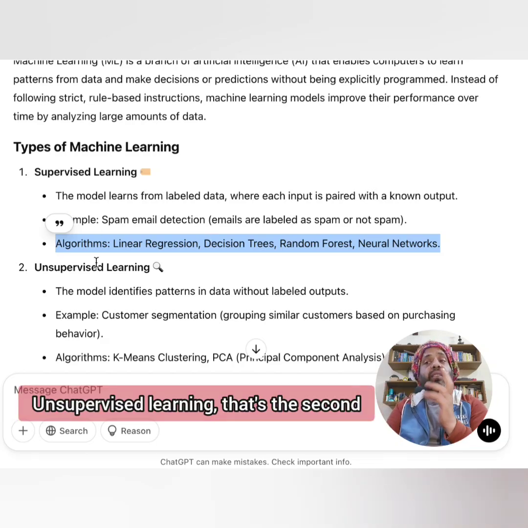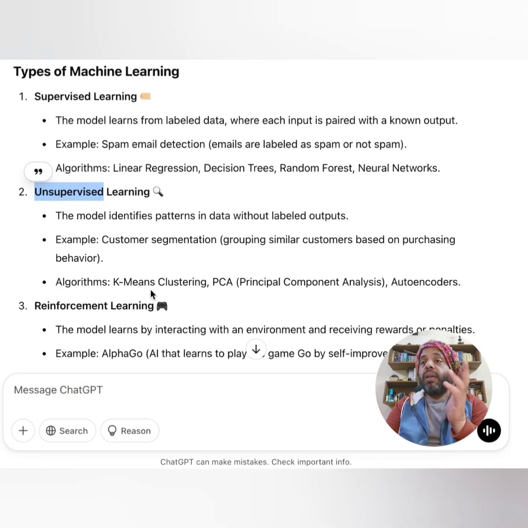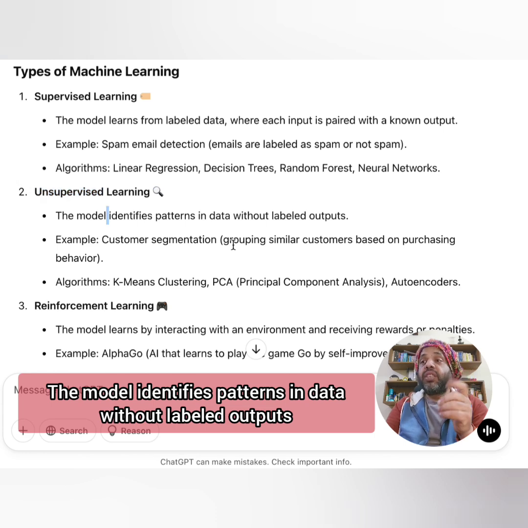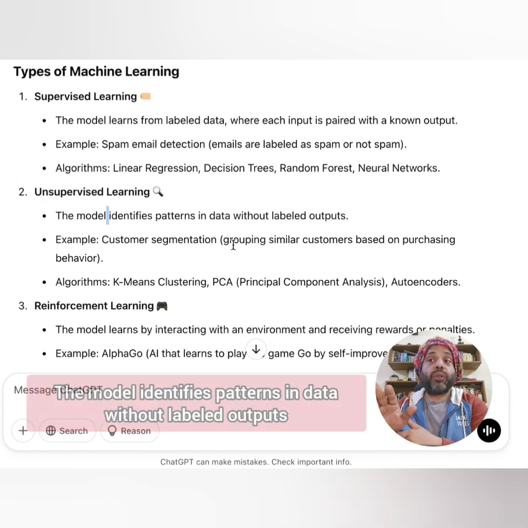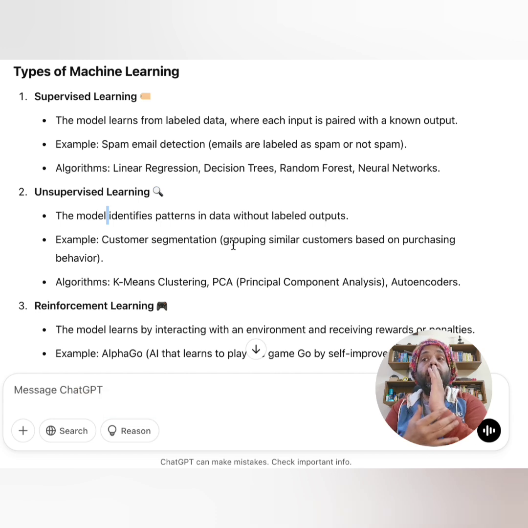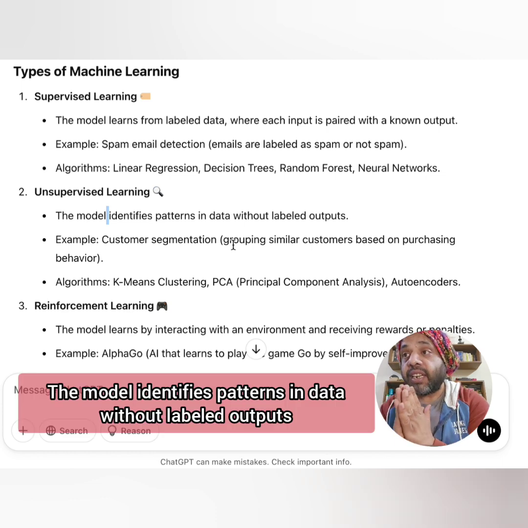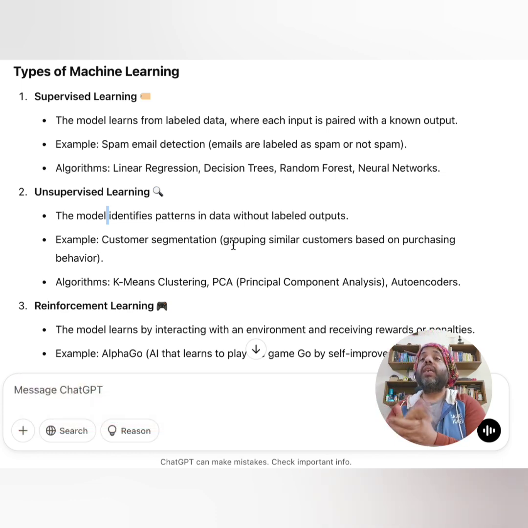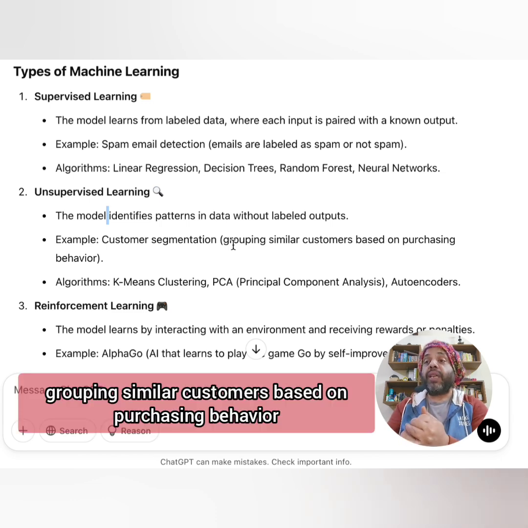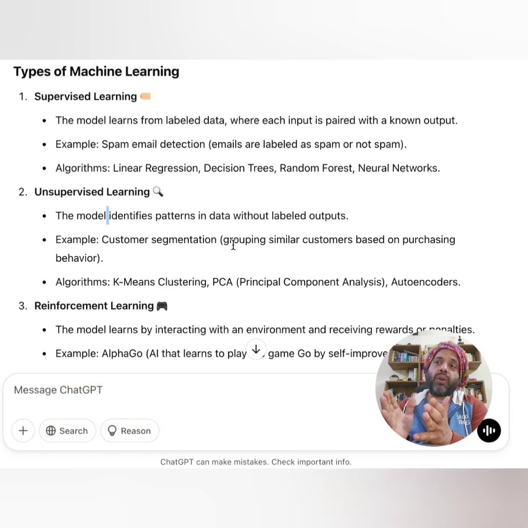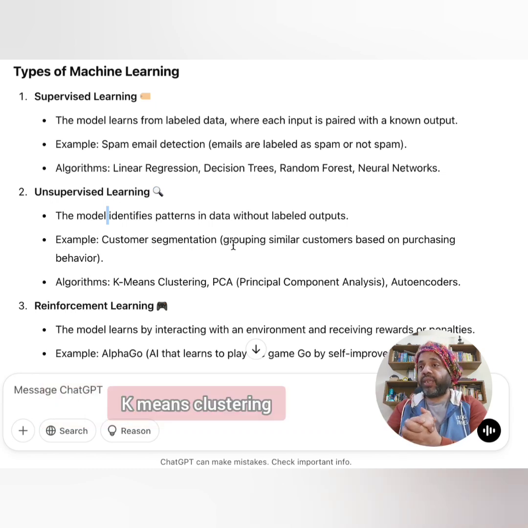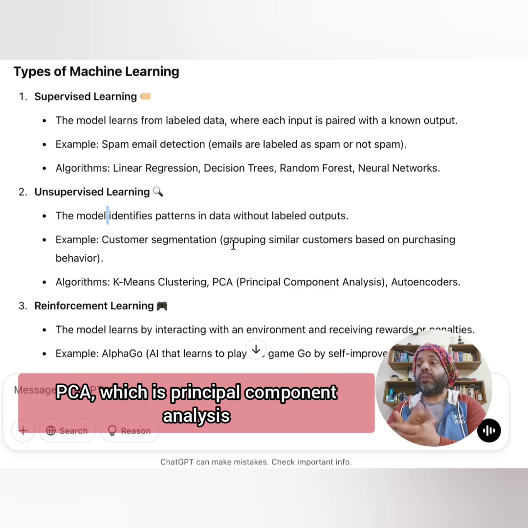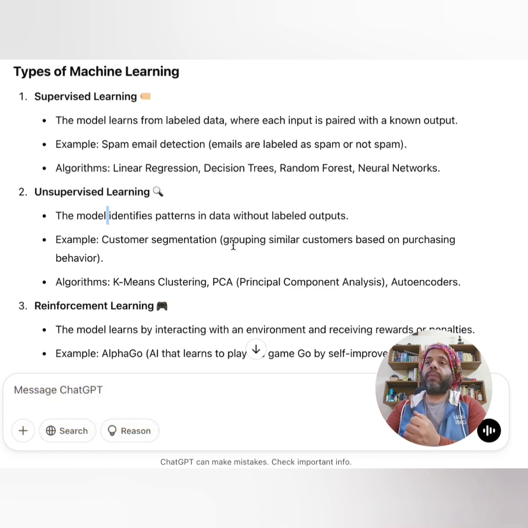Unsupervised learning, that's the second type of machine learning. The model identifies patterns in data without labeled outputs. Example, customer segmentation, grouping similar customers based on purchasing behavior. Algorithms: K-means clustering, PCA, which is principal component analysis, autoencoders.